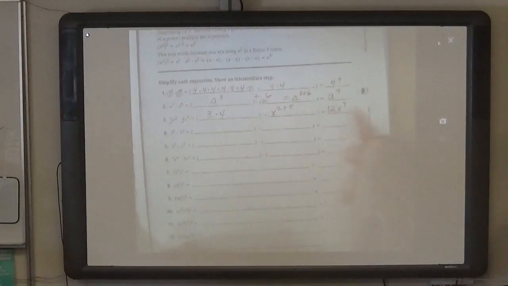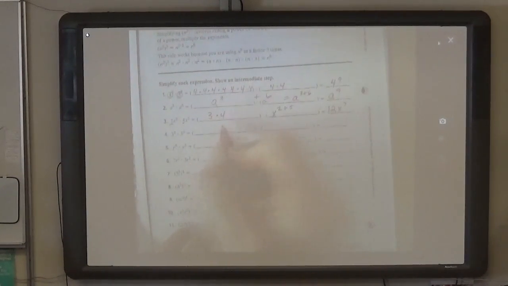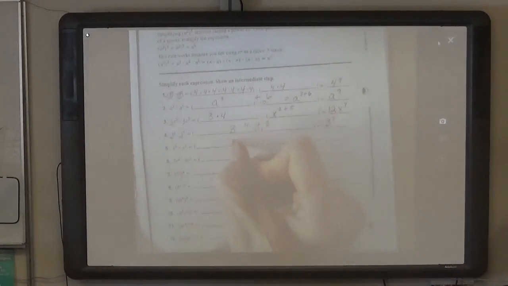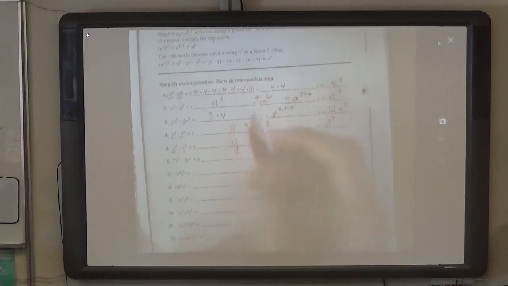How about this one? We're going to write 3 to the fourth power times 3 cubed. And I'm not even going to worry about all those other blanks. Because these have the same base, this is 3 to the seventh power. Okay? And then this one is y, because they have the same base.